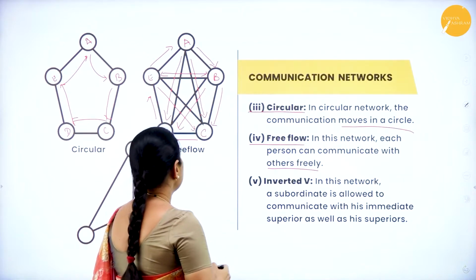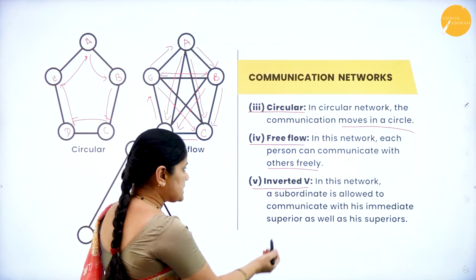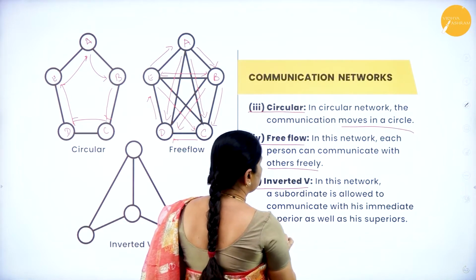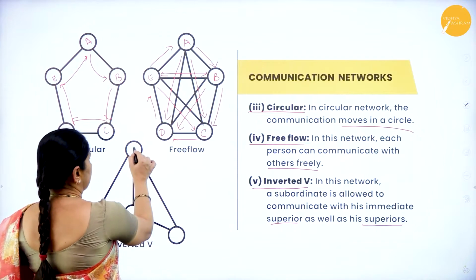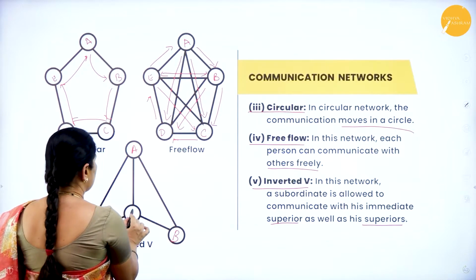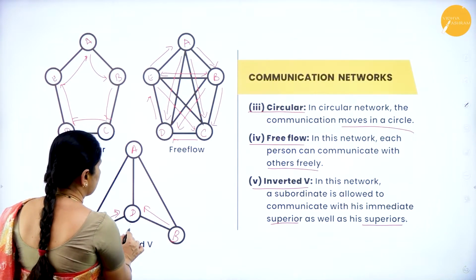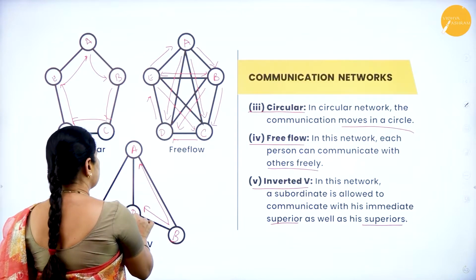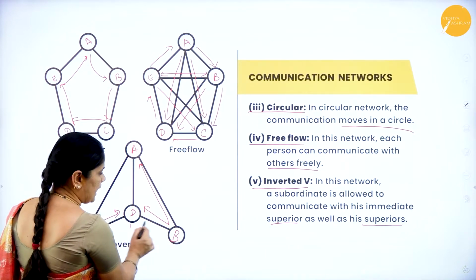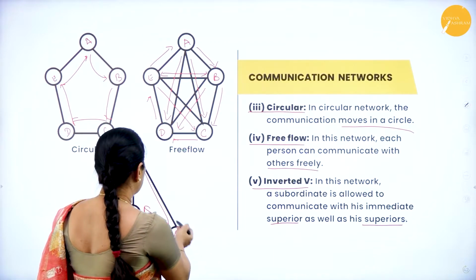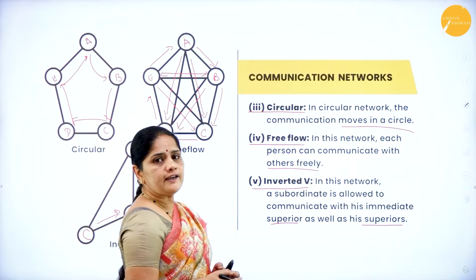Now, the fifth type of communication network is the inverted V. Inverted V means a V which is inverted. In this network, a subordinate is allowed to communicate with his immediate superior as well as his other superiors. Here we can see in the inverted V these persons A, B, C and D. D is the immediate superior, and subordinates can also communicate with the superior of D. A is the superior of D, and D has two subordinates, C and B. C and B can communicate with D as well as with A. This sort of communication network we call the inverted V.